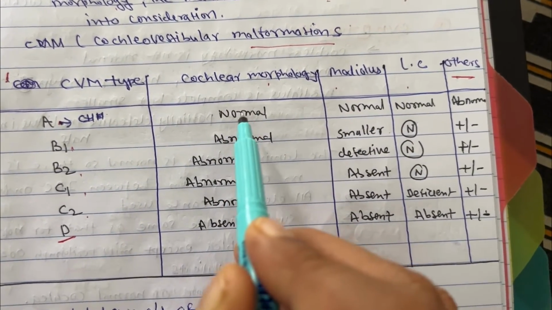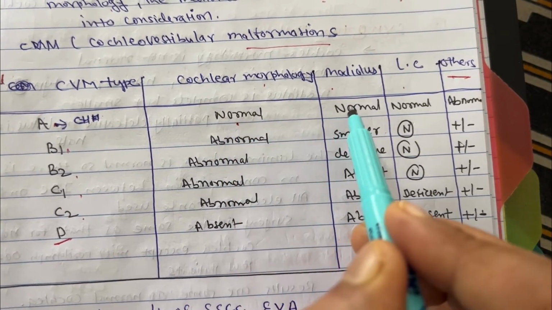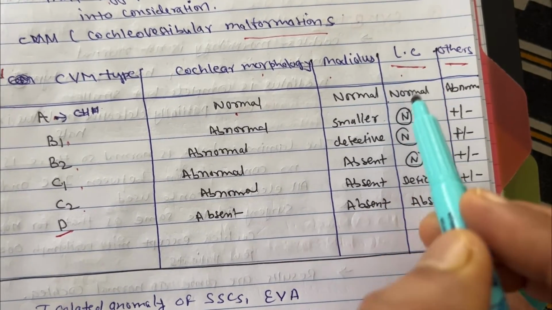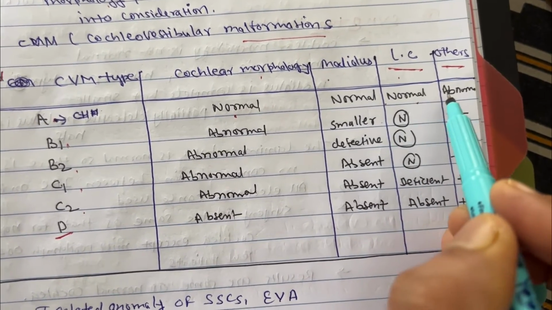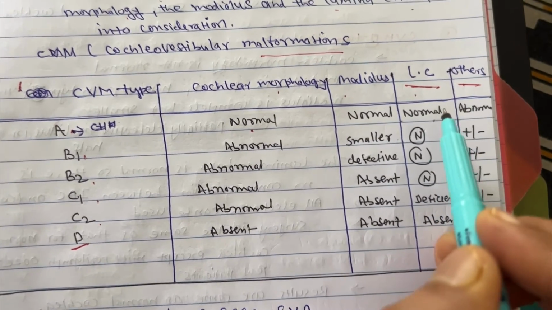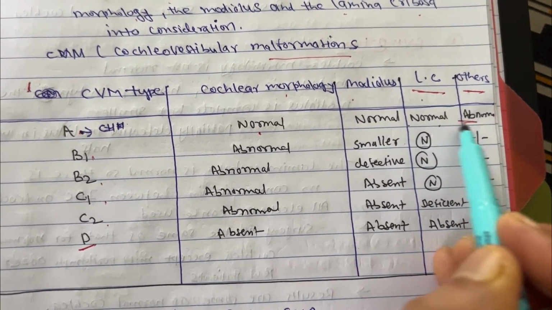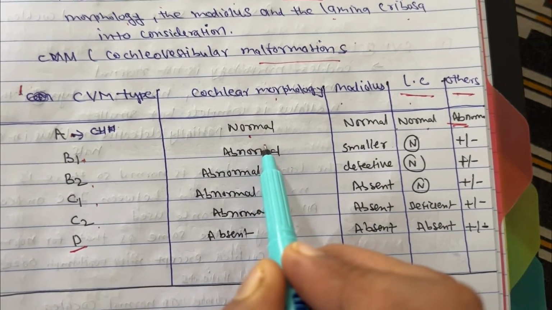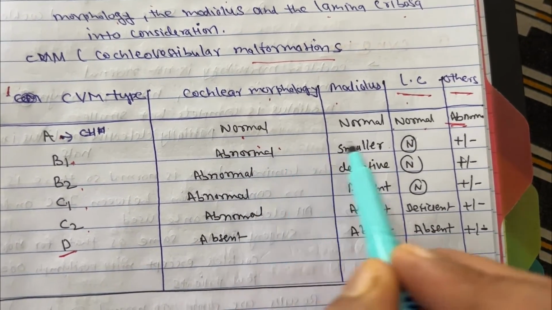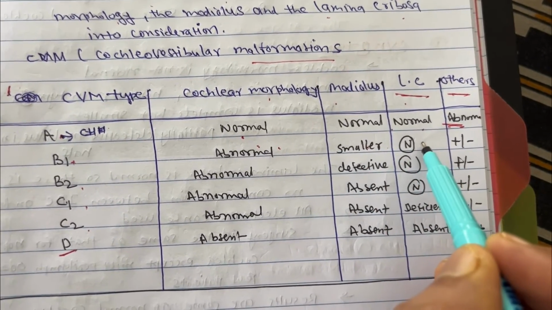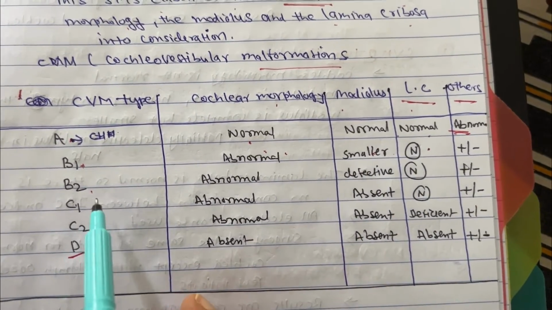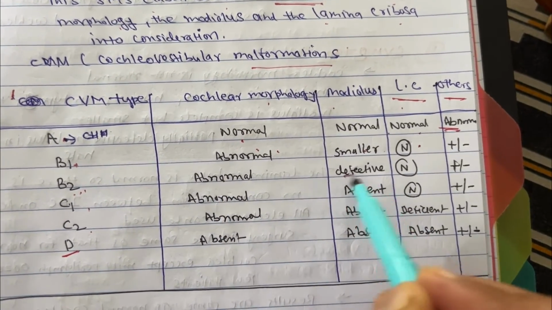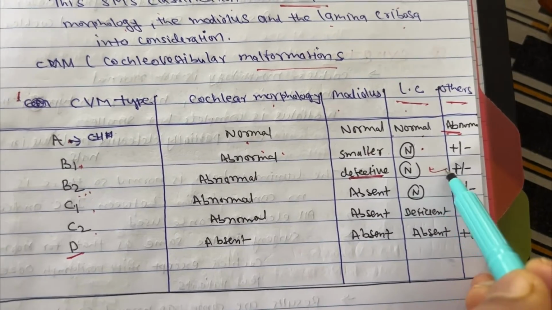In type A, there is normal cochlear morphology, normal modiolus and normal cochlear aperture, you can say lamina cribrosa normal. It is having isolated anomalies like enlarged vestibular aqueduct. So it is type 1A. B1 is in which cochlear morphology is abnormal, with smaller modiolus and normal lamina cribrosa. In B2, there is abnormal cochlear morphology, defective modiolus and normal lamina cribrosa.